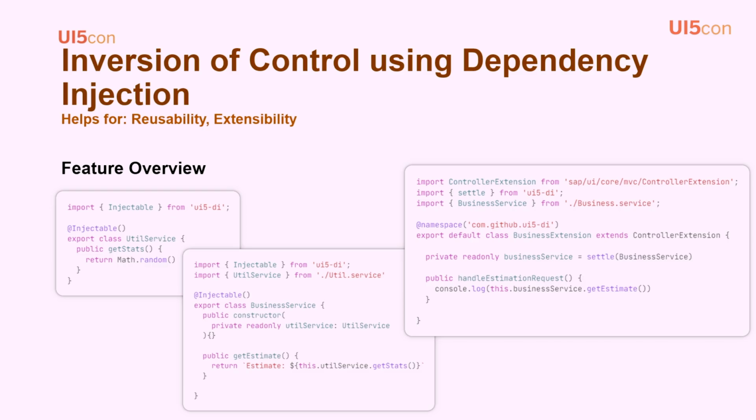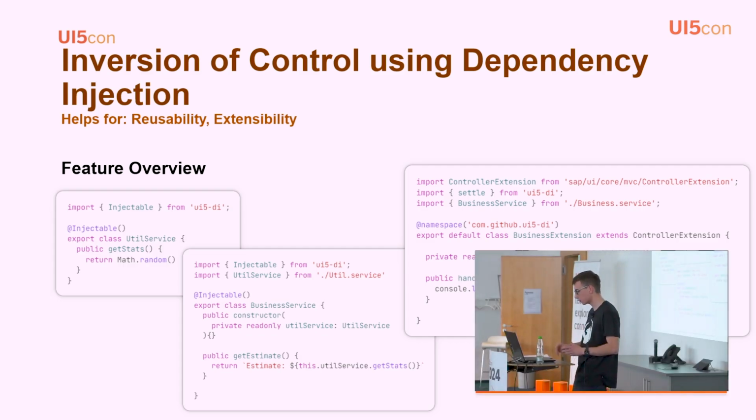And the library actually solves this. Because it is built especially for UI5, we have exposed this settle function, which essentially grants you access to the DI registry. At any AMD class, at any place in your code, you can just hook into the DI system using settle and pull an instance this way.